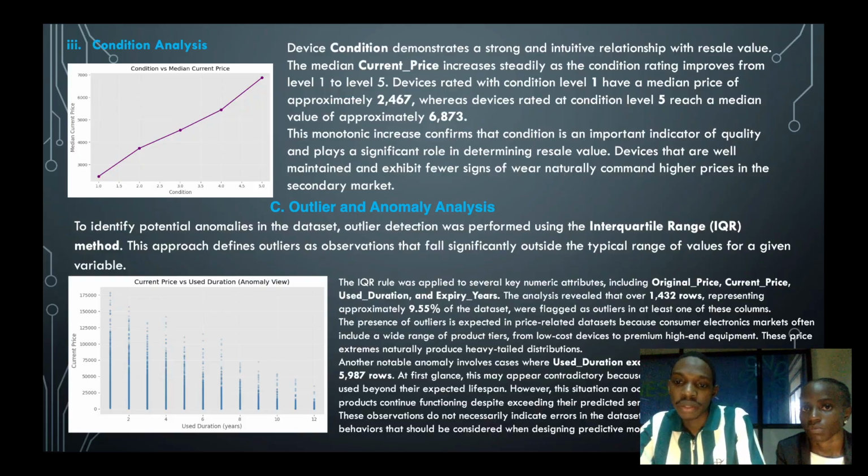So the analysis revealed that around 1432 rows, representing approximately 9.5% of the dataset, were flagged as outliers in at least one of these columns. So the presence of outliers is expected in price-related datasets because consumer electronic markets often include a wide range of product tiers. So from low-cost devices to premium higher-end equipment, these price extremes naturally produce heavily tailed distributions.